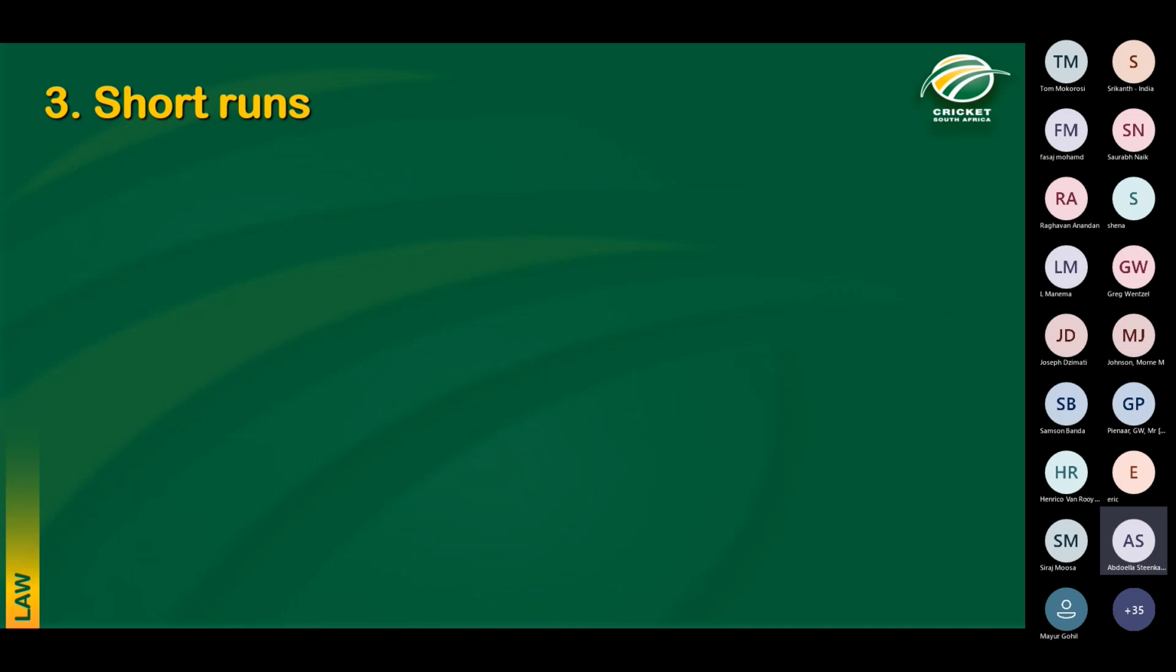There are also short runs, and there are 2 types of short runs. You get unintentional short runs and you get deliberate short runs. We will now go into detail the differences between an unintentional short run and the deliberate short run. There is a video that will explain this.